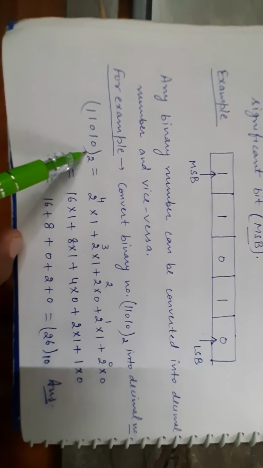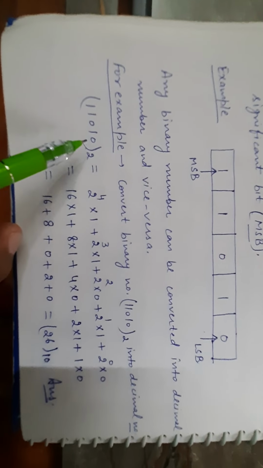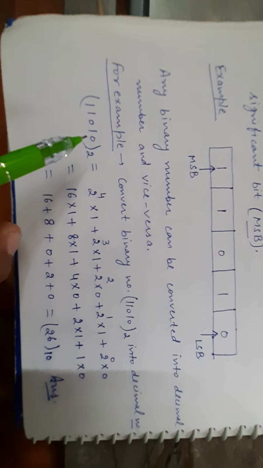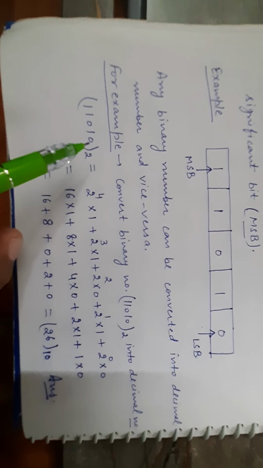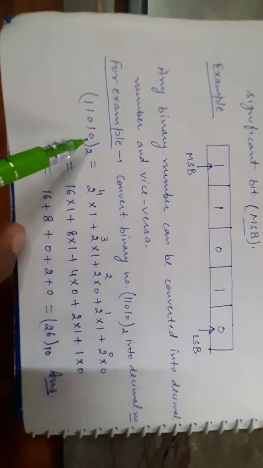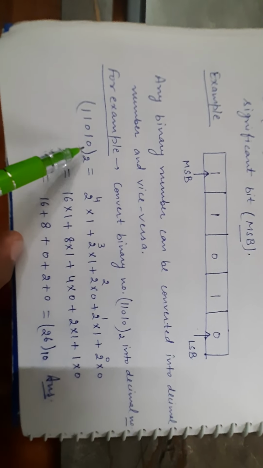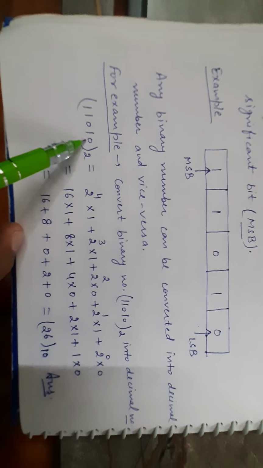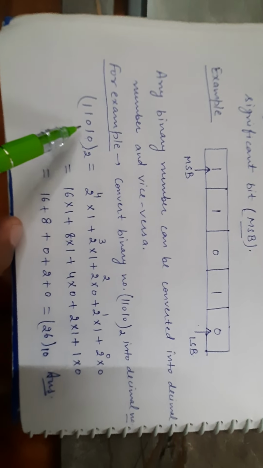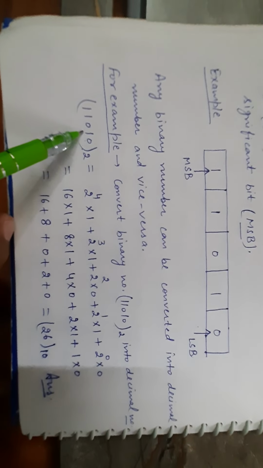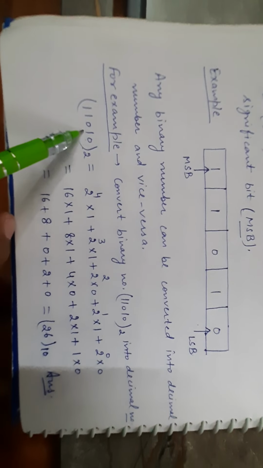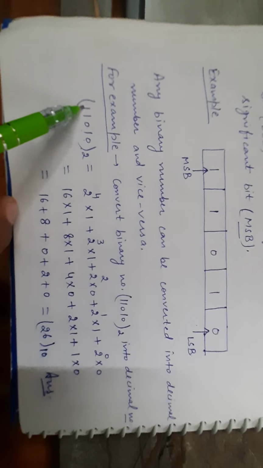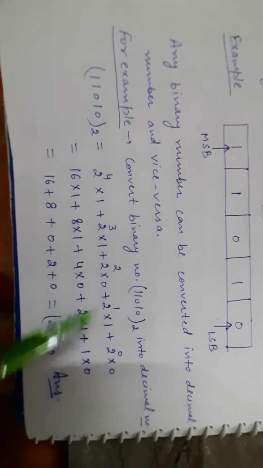So suppose the number is 11010. I already told you every digit or every bit in the binary number has a weight. That weight is called the binary weight. In this case, this 0 will have a binary weight of 2 raised to the power 0. This will have a binary weight of 2 raised to the power 1, then 2 raised to the power 2, then 2 raised to the power 3, and finally 2 raised to the power 4. So I have written it here.